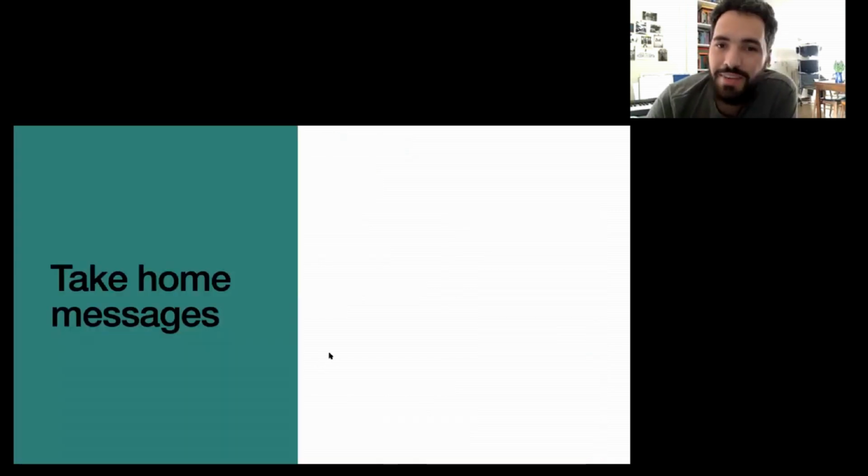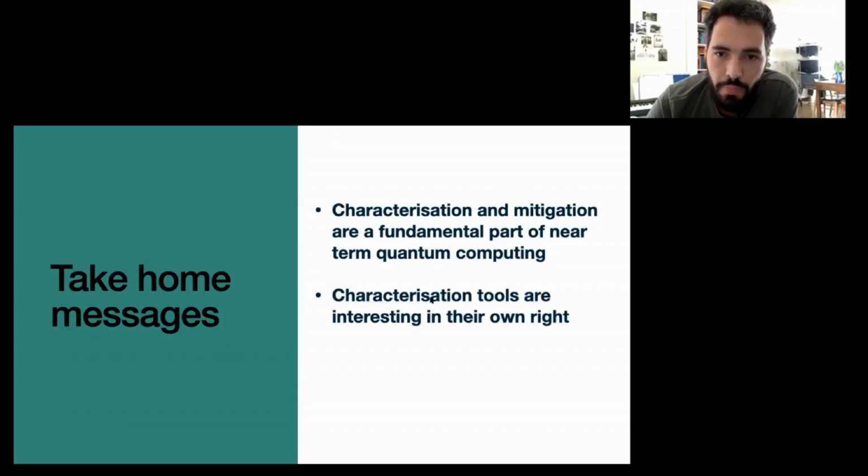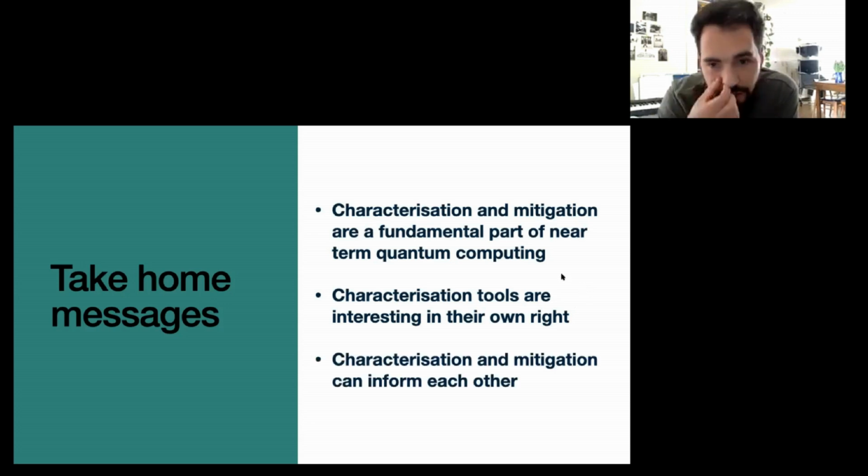All right, so take-home messages. Characterization and mitigation are a fundamental part of near-term quantum computers, because near-term quantum computers are noisy, and there is just nothing we can do about it. We have to deal with this noise explicitly, at least until quantum error correction becomes a thing we can actually do. These characterization tools are mathematically interesting in their own right. So if you like representation theory, you can come help us build better characterization tools. And characterization and mitigation can inform each other.